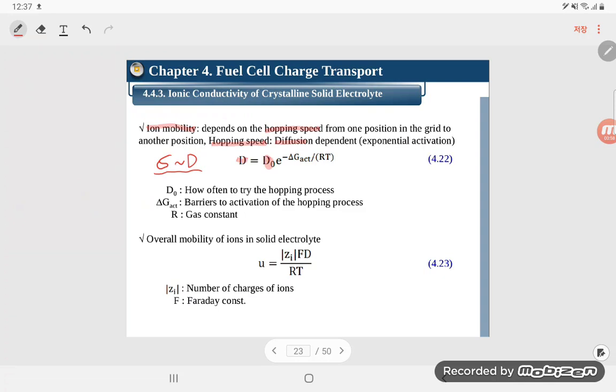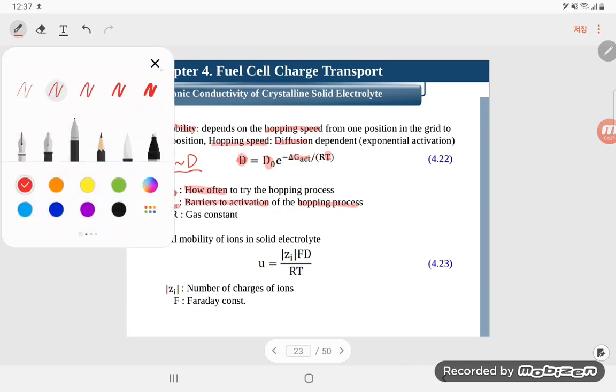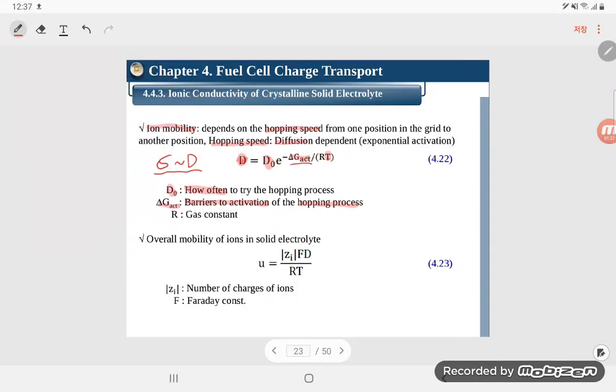This is how often we try the hopping process, and this is the activation barrier for the hopping process, and R is the gas constant and T is the temperature. So this is the diffusivity, depending on the other three factors: temperature, activation barrier, and how often we try the hopping process.